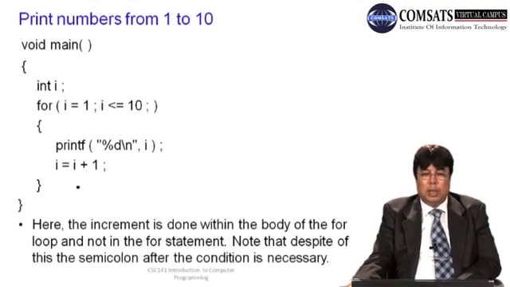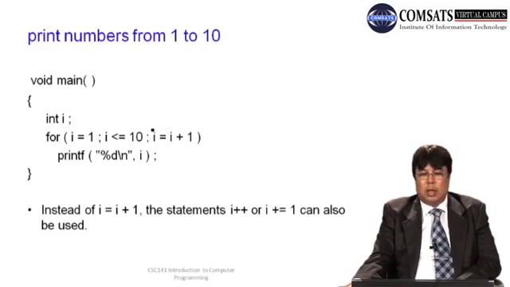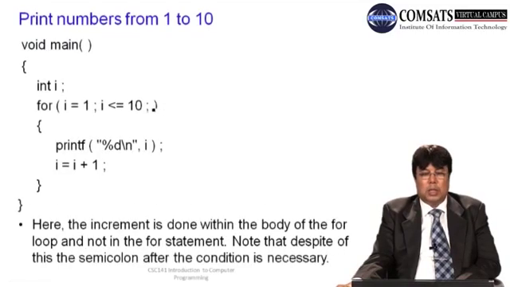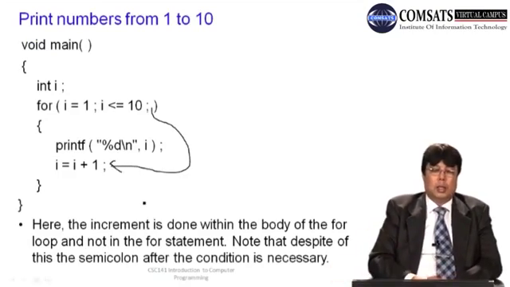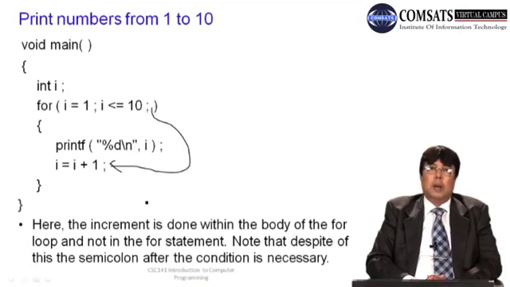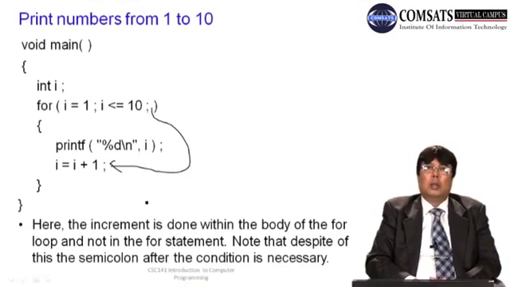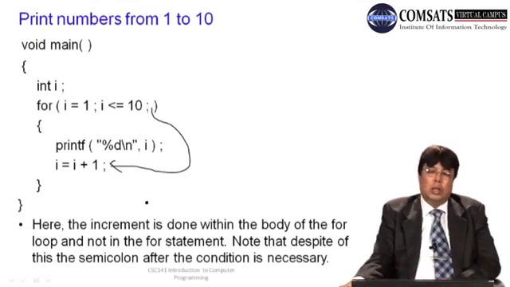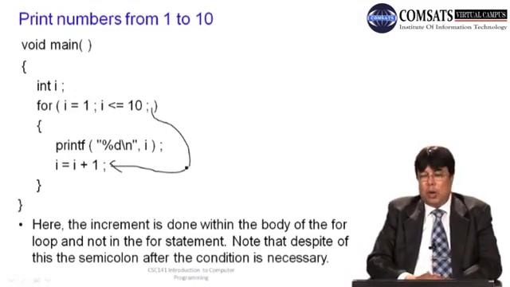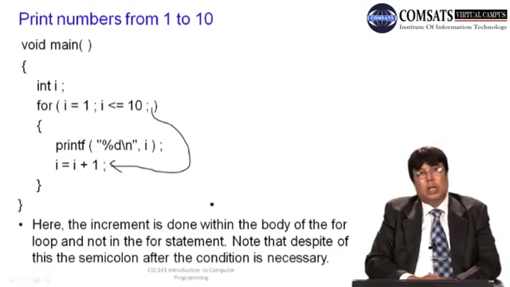In the previous example, the increment was done within the body of the for loop statement. But in this example, we have taken it out, not placed it here and placed it here. Okay? So, as far as this increment part is there, it's okay. You are not bound to put the increment part into the third section of your for statement. So, increment is done within the body of the for loop and not in the for statement.